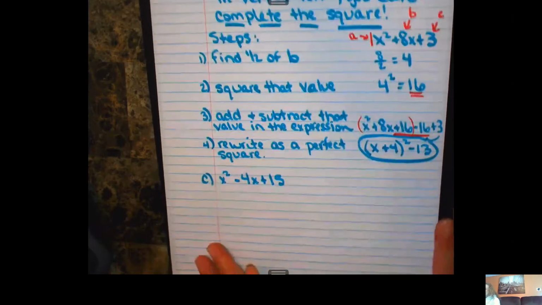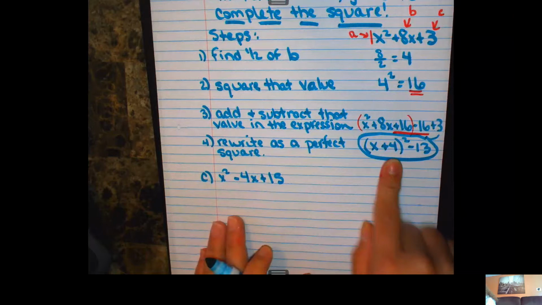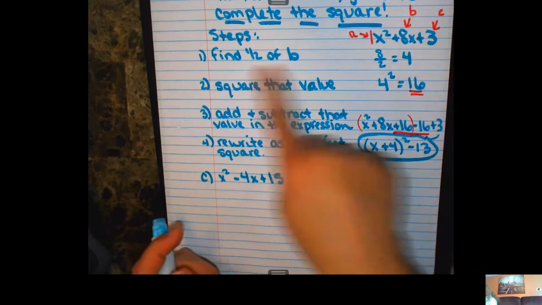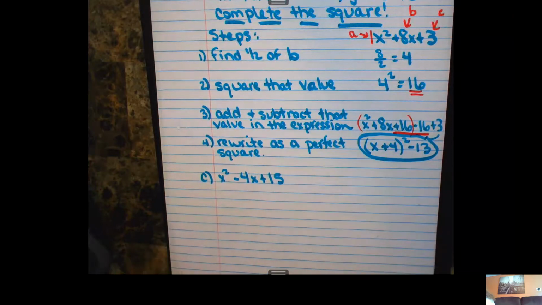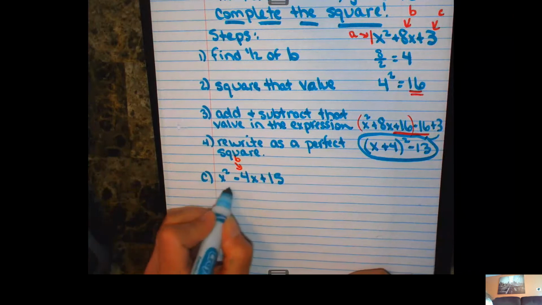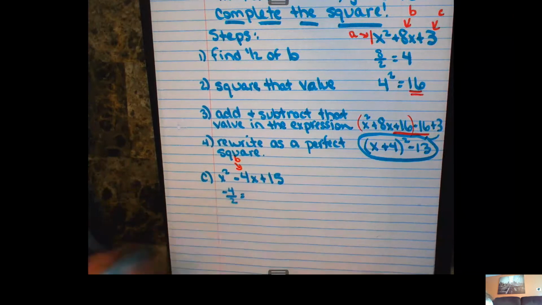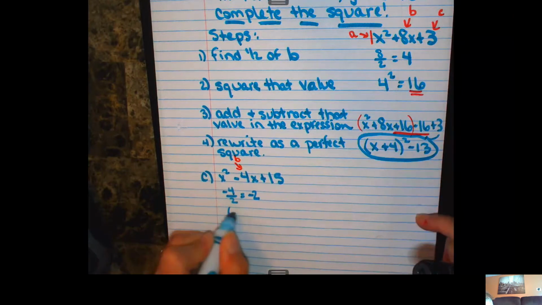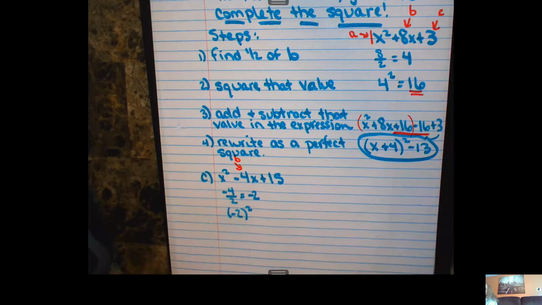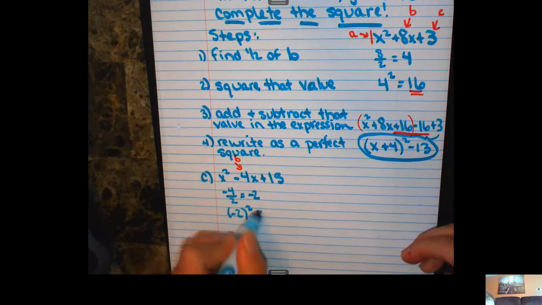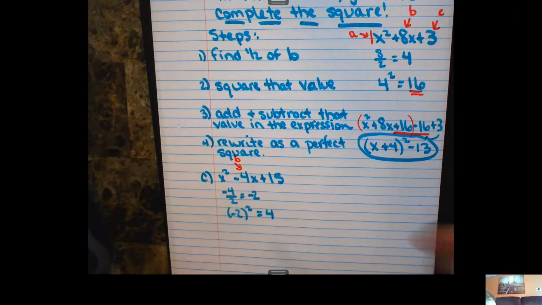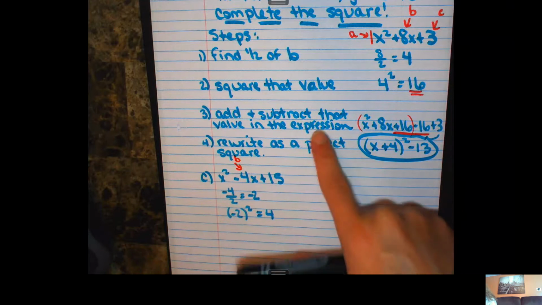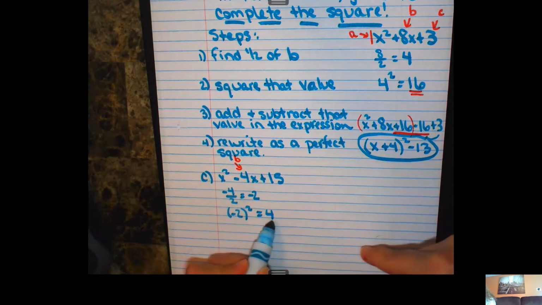All right, so we're going to write this like this, completing the square. So step 1 is to find half of b. Remember right here, this middle term is your b. So we're going to take half of negative 4. So negative 4 divided by 2 is negative 2. Step 2 is to square that value. So we're going to take negative 2 and square it. Notice I put parentheses around it. Well, negative 2 times negative 2 is 4.